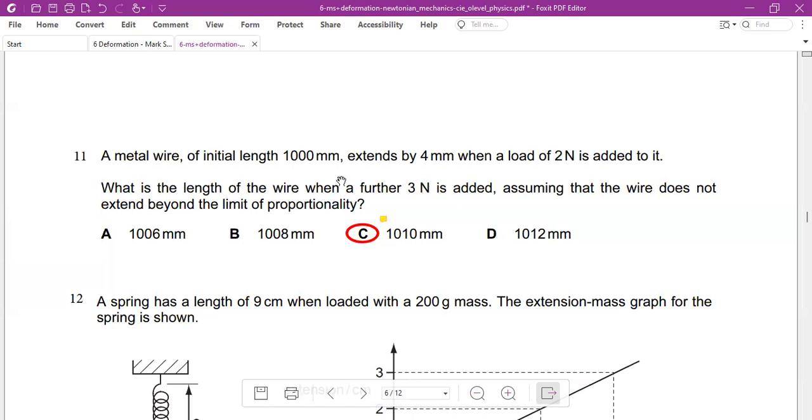So add this 6 mm to the 4 mm, and that gives you 10 mm total extension. Look at the word "further" 3 Newton. That means there is already a 2 Newton load, and we add a further 3 Newton. That makes the total load 5 Newton. For 5 Newton, the total length of the wire will become 1010 mm.